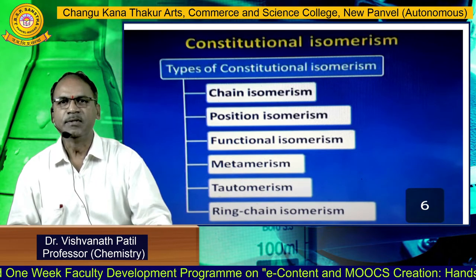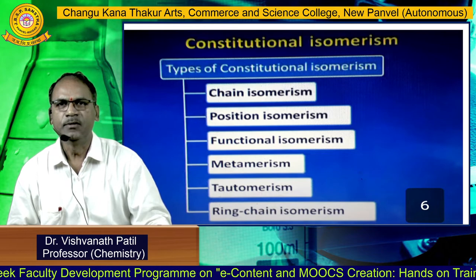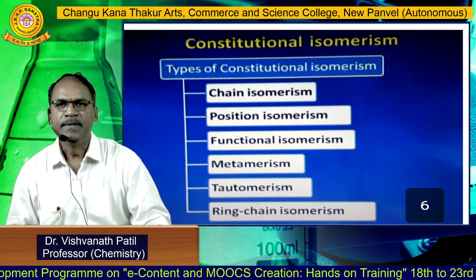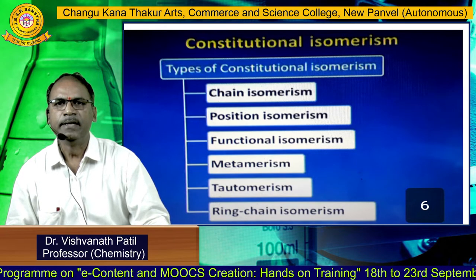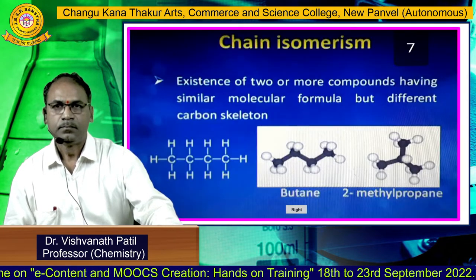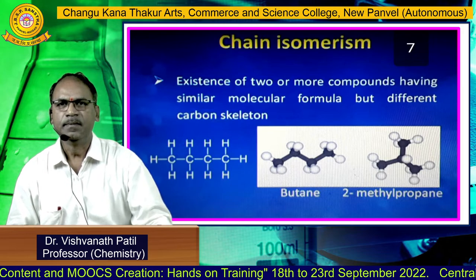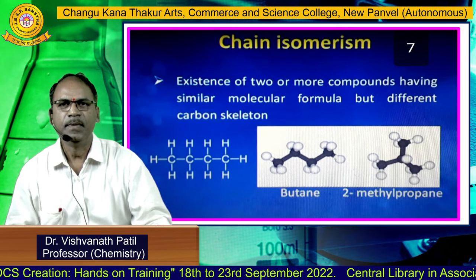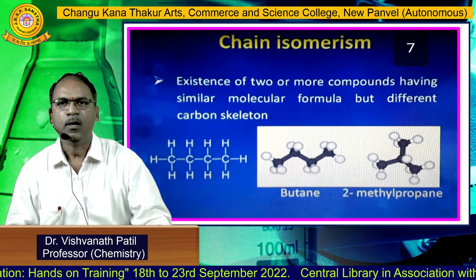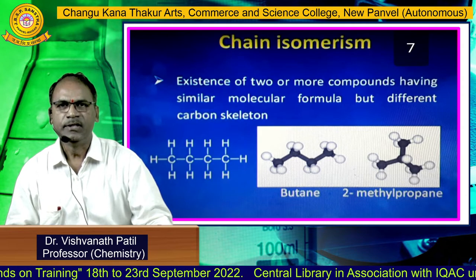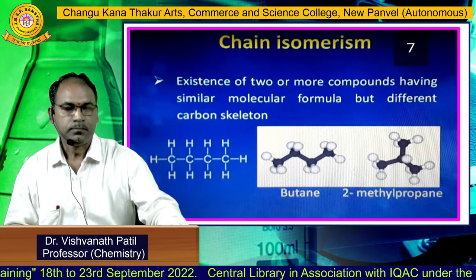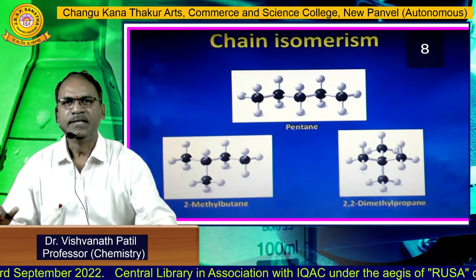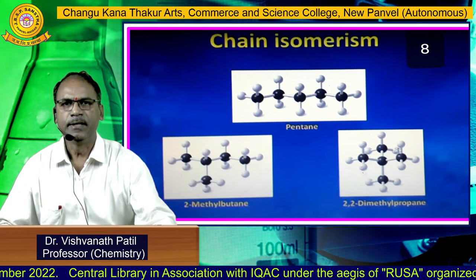There are different types of constitutional isomers: chain isomerism, position isomerism, functional isomerism, metamerism, tautomerism and ring chain isomerism. Chain isomerism is the existence of two or more compounds having the same molecular formula but a different carbon skeleton or carbon-carbon chain, known as chain isomerism.